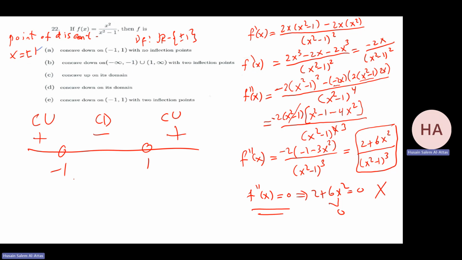How many inflection points? No inflection points, because minus 1 and 1 do not belong to the domain of f, so it's not continuous at these points. Two inflection points, wrong. Concave down on its domain? No, it's concave up and down, wrong. Concave down from minus infinity to minus 1, wrong. Concave down from minus 1 to 1, yes. No inflection points, yes. So that is correct.